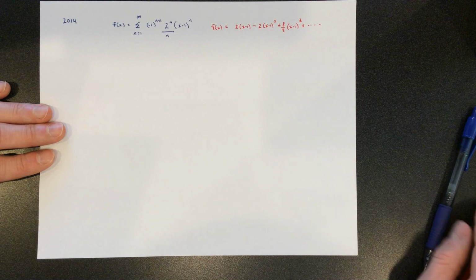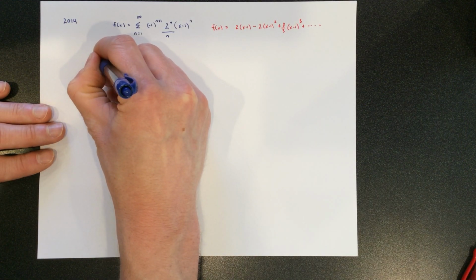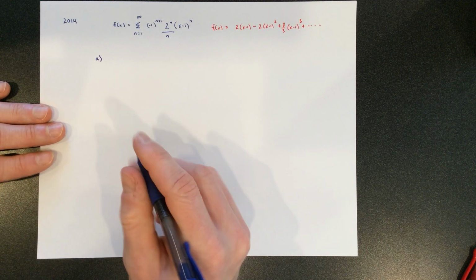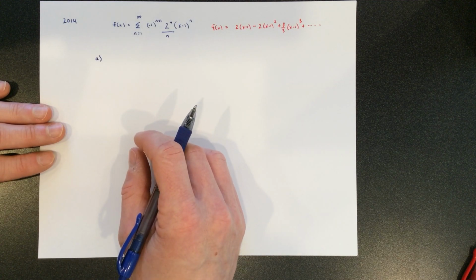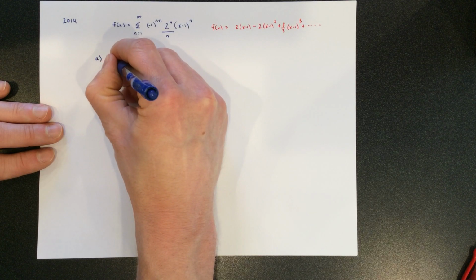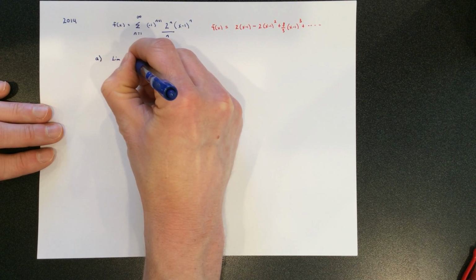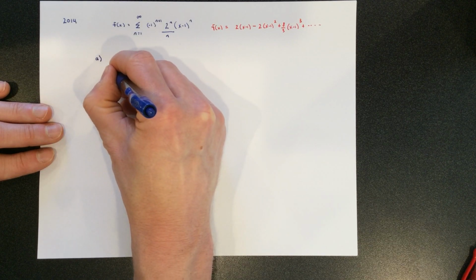So part A says, find the radius of convergence. Now, finding the radius of convergence is essentially the same thing as finding the interval of convergence. And to find the interval of convergence, I can't think of an example that we've done where we don't want to use the ratio test. Reminder that the ratio test is looking at the limit of a to the n plus 1 over a to the n as n goes to infinity.